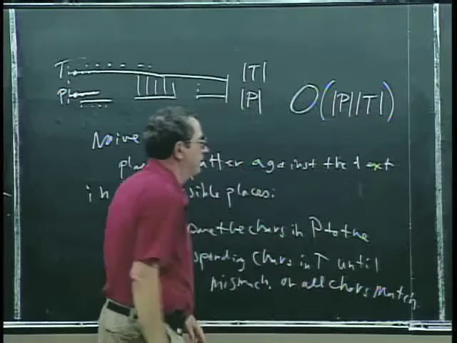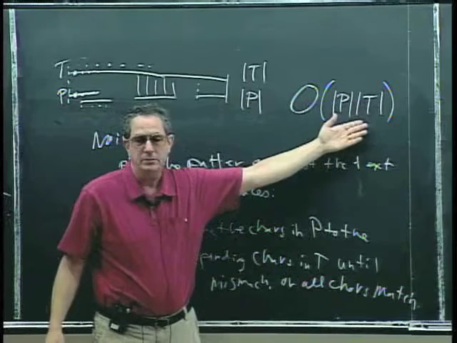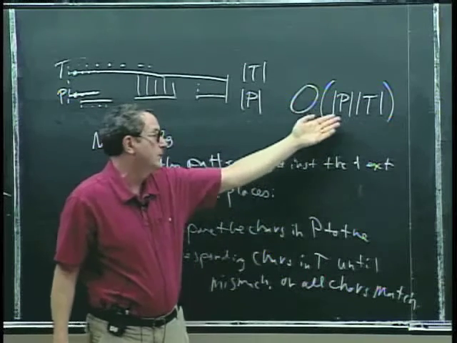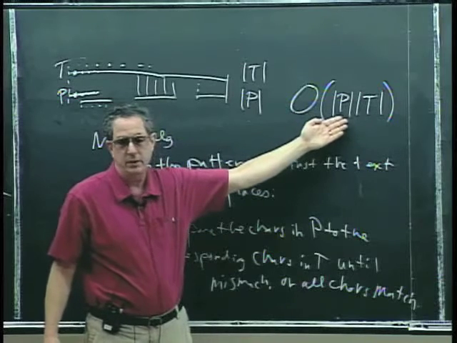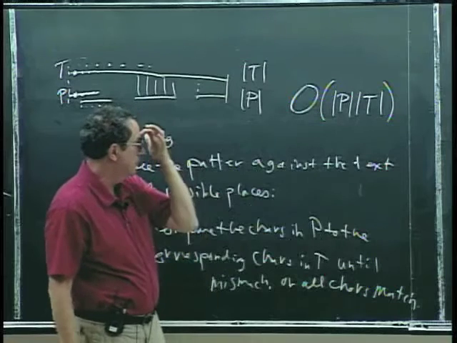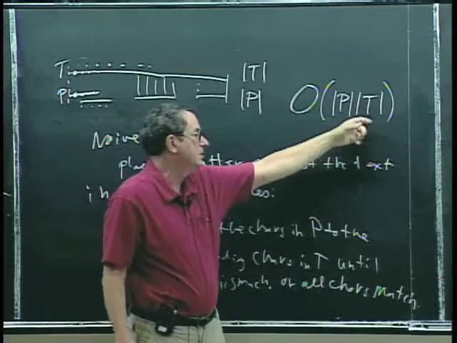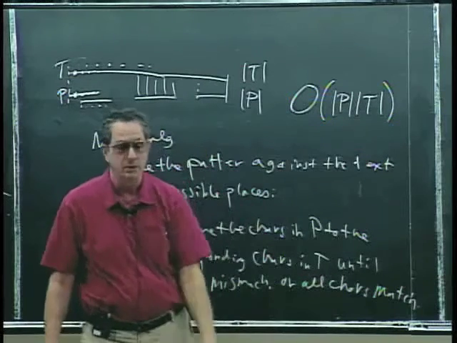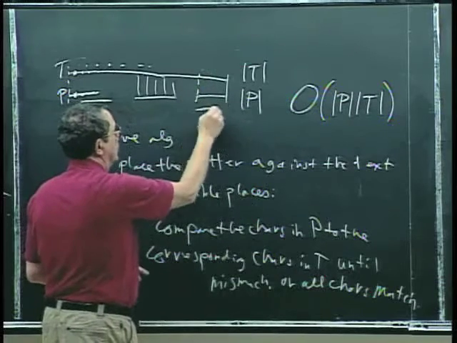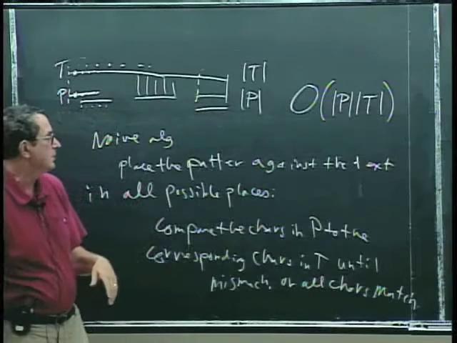Basically, the number of places you can put down the pattern is bounded by the length of the text. And for each place you put it down, the number of comparisons is bounded by the length of the pattern. So this is certainly an upper bound. What was suggested here is we could be a little more precise. The number of places you can put down the pattern is the length of the text minus the length of the pattern, because at the end, you can only put it in that one position.